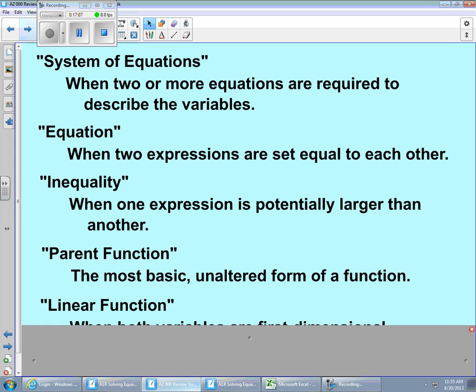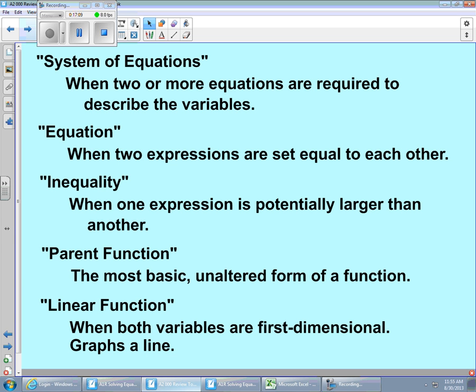Linear function, obviously. Everybody knows a linear function graphs a line, but what actually makes it a line is when you look at the equation itself, both variables are first dimensional. You have x to the first power, you have y to the first power. That's what makes a line actually be a line.